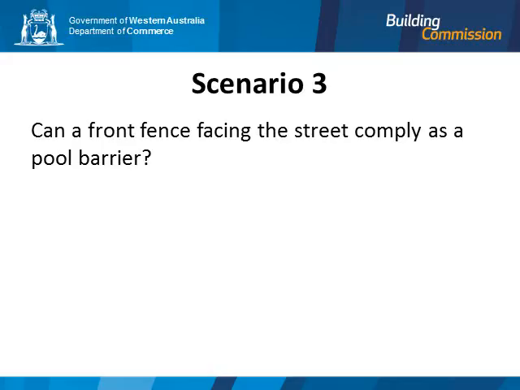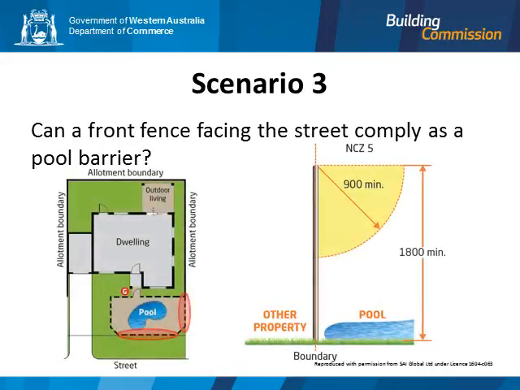Scenario 3. Can a front fence facing the street comply as a pool barrier? Yes. The definition of boundary barrier is a dividing barrier between two adjoining properties. As the verge is not part of the allotment, it is an adjoining property. As such, the front fence needs to comply with the boundary barrier requirements. 1.8 metres tall, 900mm non-climbable zone 5 internally, with the outside permitted to be climbable. The barrier is also permitted to be permeable.